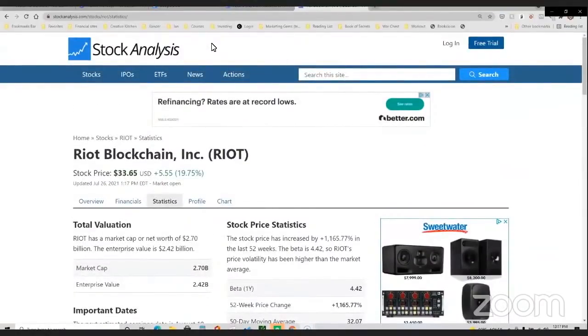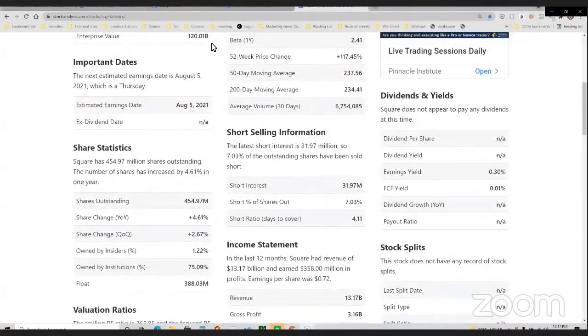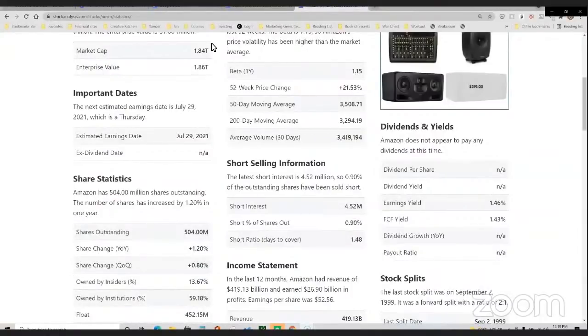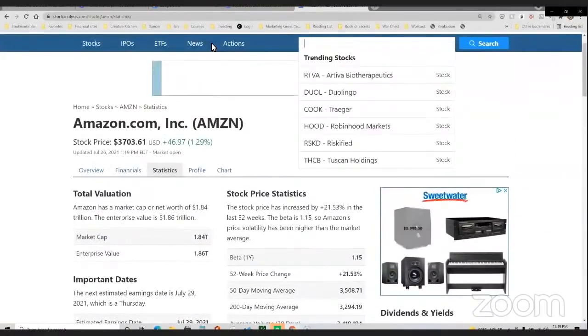If you compare this to, let's say, Square, we can see 7.03% of shares out. And then how many days would they have to cover? 4.11. Now let's look at something super safe, like, let's say, Microsoft. So I'll come down. This is the short selling information, you can see. 0.67% of the outstanding shares have been sold short. So the higher that ratio is, the more money that people are betting that it's going to fall apart. The smaller that ratio is, the lower the probability that it's going to fall apart. So let's even go look at Amazon. You can see here, 0.90%. Perfect. Let's go look at Apple.